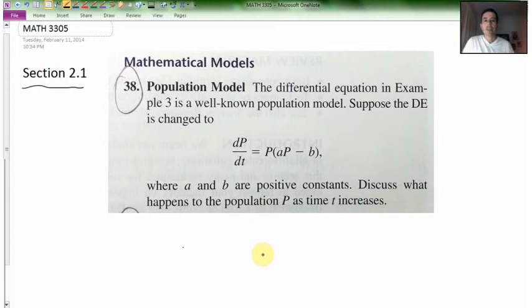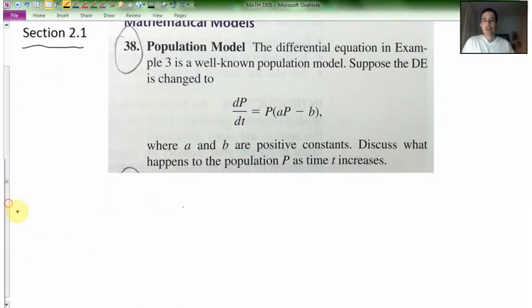This ODE is an autonomous differential equation because the right-hand side here depends only on P. It doesn't depend directly on T. So as we've seen before, autonomous ODEs have this particular type of direction field. For any P value, the slopes are all the same for any T.